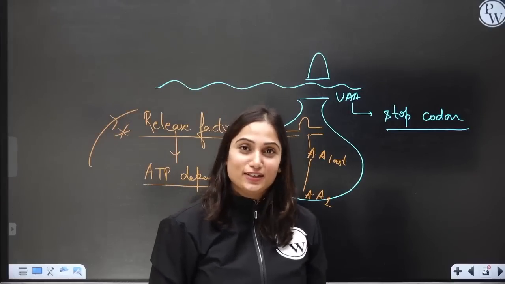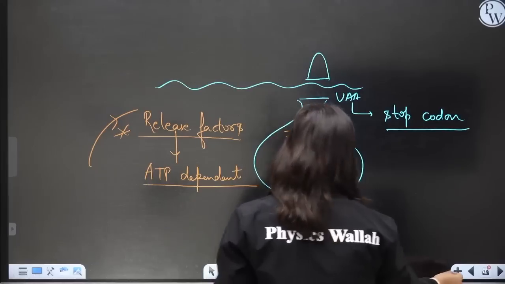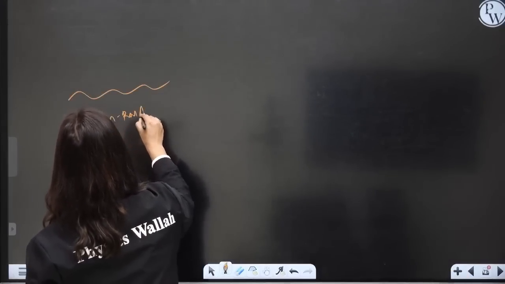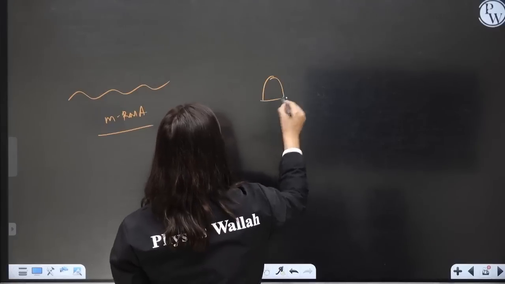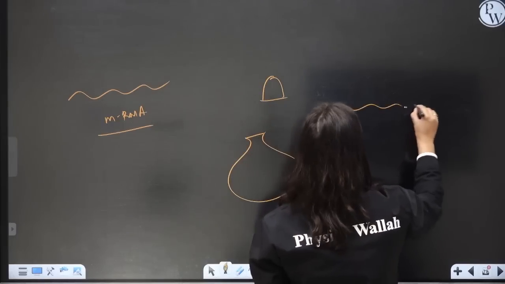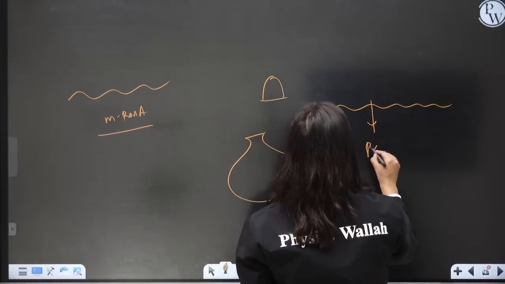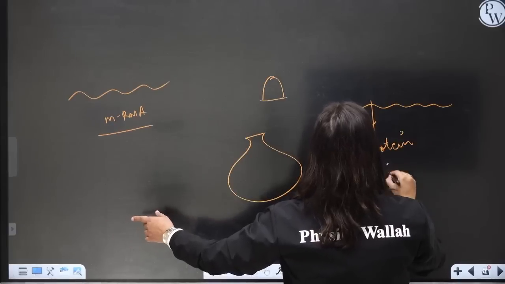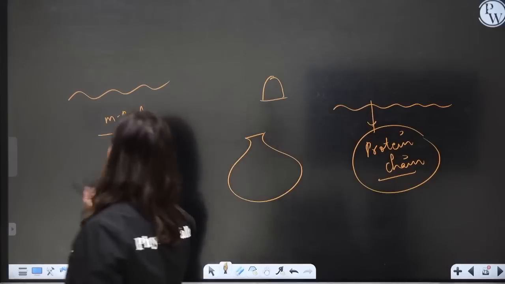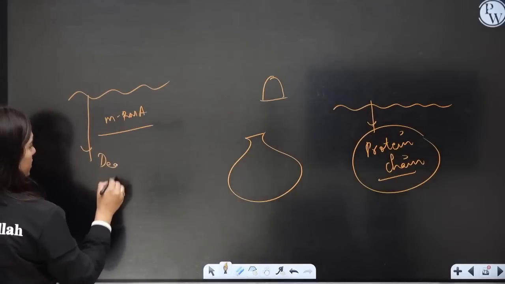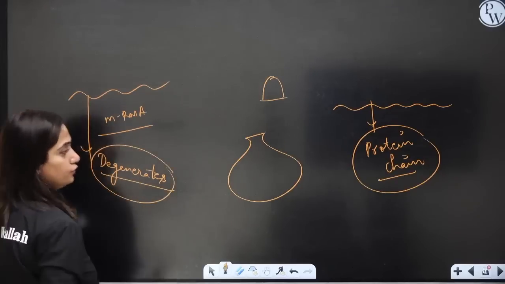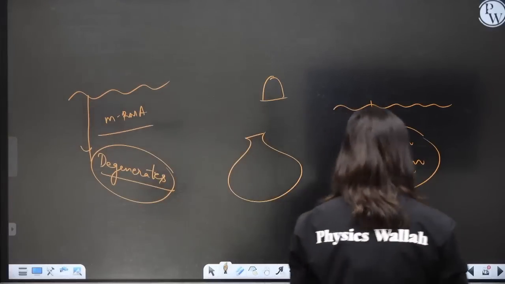And finally, what do we get? Finally, we get mRNA, the smaller subunit of ribosome, the larger subunit of ribosome, and we get the protein chain. These smaller and larger subunits of ribosomes are used again. The protein chain is used where it has to be used, and mRNA after a point of time degenerates. So this is how proteins are formed.